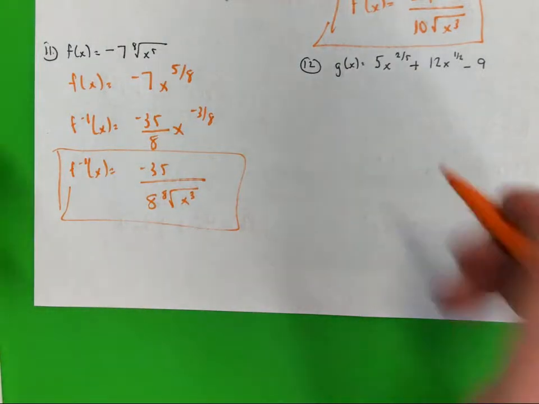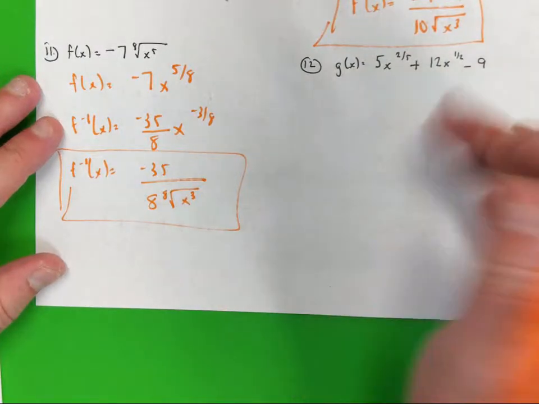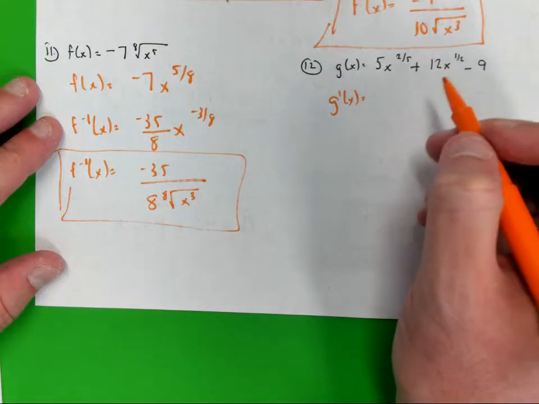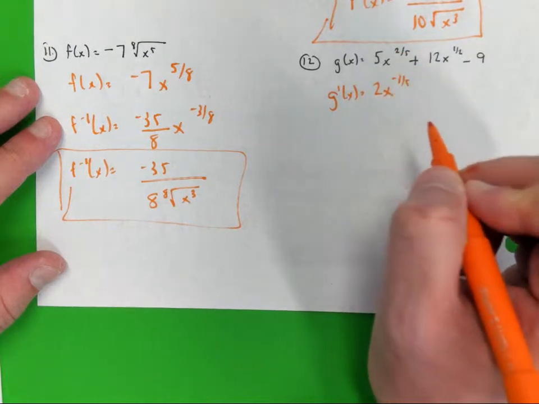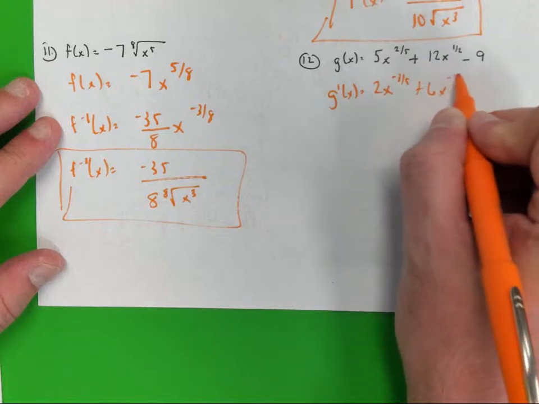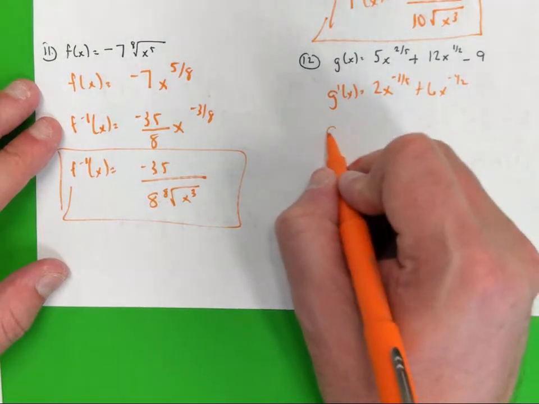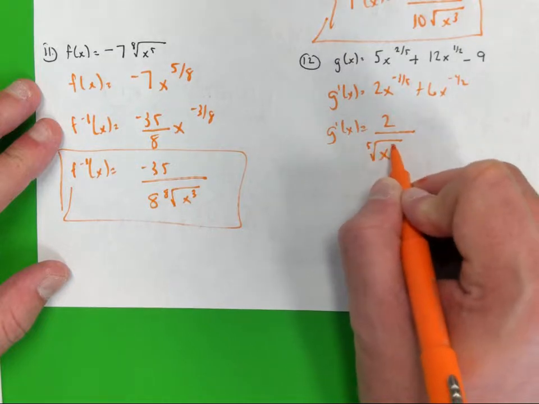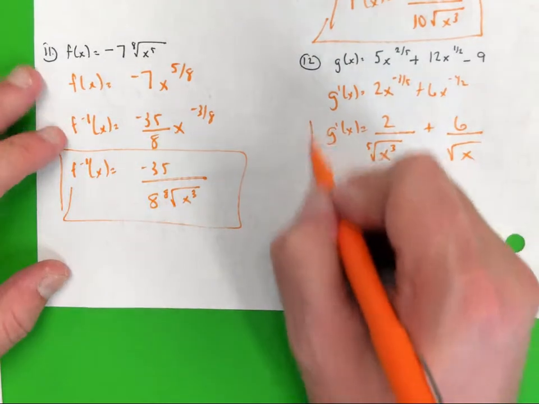Number 12. Do I need to rewrite anything? No, they helped you out there because it's already written, isn't it? So g prime of x equals, what's 2/5 times 5? 10 over 5, which is 2x. Okay, that's going to be negative 3/5. If you minus 1, if you can't do that in your head, then you put it in your calculator. 1/2 times 12 is 6, x to the negative 1/2. Do not have to worry about negative 9 because it is a constant. Now clean it up: 2 over the 5th root of x cubed plus 6 over the square root of x. And that is your derivative for that one.